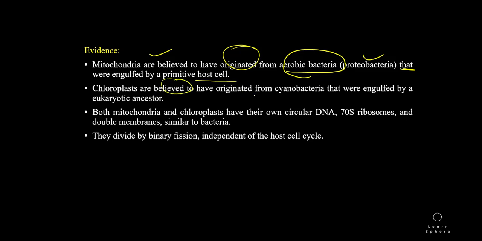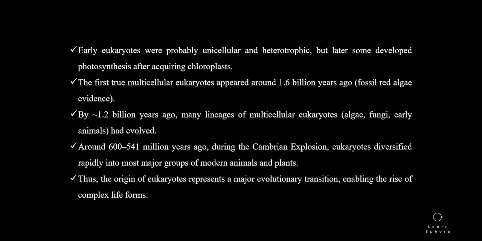Similarly, chloroplasts are believed to have originated from cyanobacteria that were engulfed by a eukaryotic ancestor. Both mitochondria and chloroplasts have their own circular DNA, 70S ribosomes, and double membranes similar to bacteria. They also divide by binary fission, independent of the host cell cycle. Early eukaryotes were probably unicellular and heterotrophic, meaning they depended on other organisms, but after acquiring chloroplasts, they became photosynthetic.